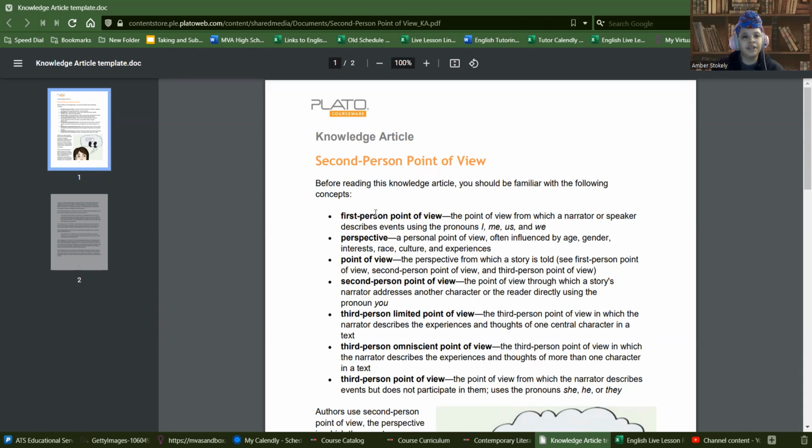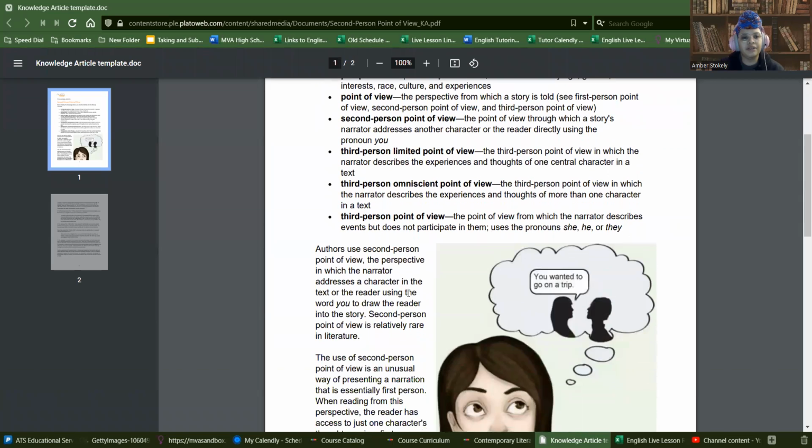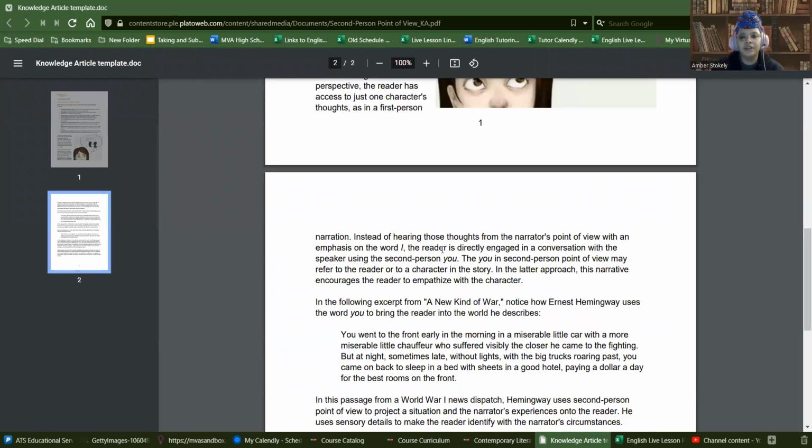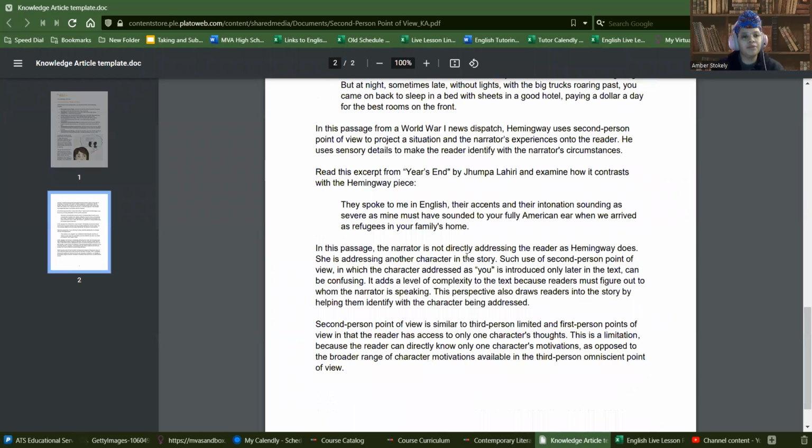It starts off with a list of information that you should have about different points of view, what perspective is, what point of view is. And then it gives you the definition of second person and third person. There are two different types of third person. So it gives you information about all of this. And then it goes on to explain why it's important to use second person in stories and what it actually does. They give you examples and everything.